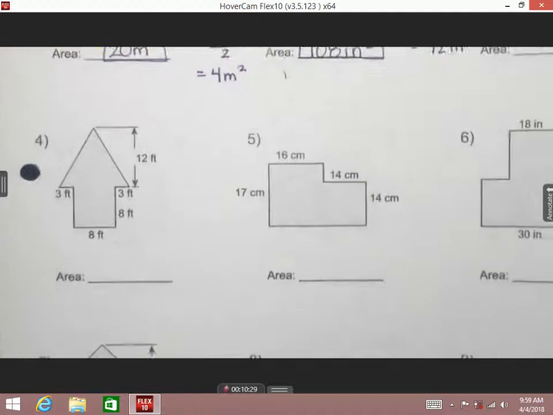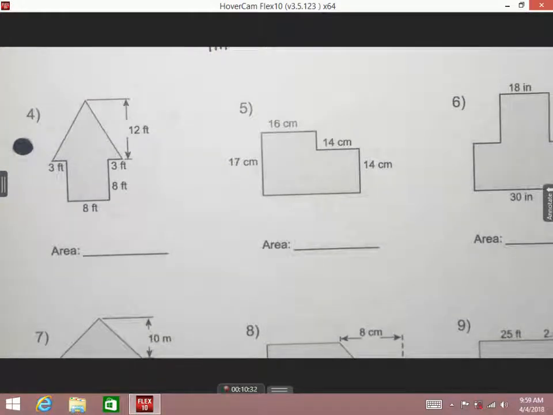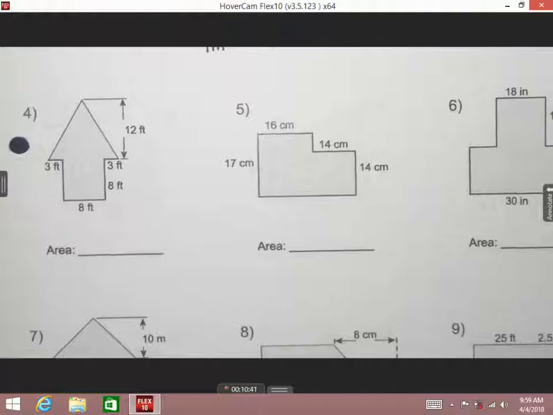All right, let's move down. We're going to do number 4. We're going to skip number 3 because it's worked out the same way. Okay. So let's look at number 4. For number 4, where am I going to split it, Taylor?